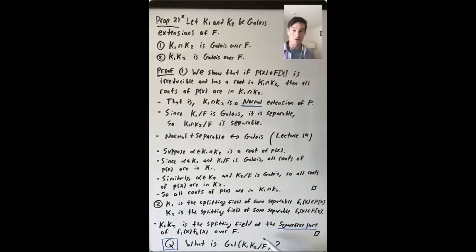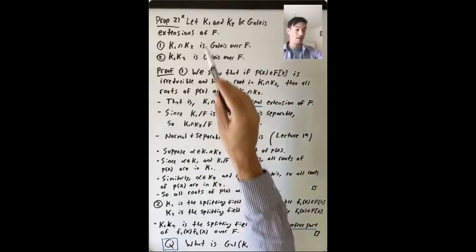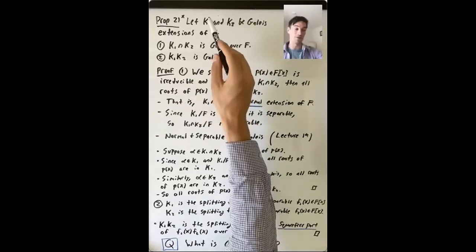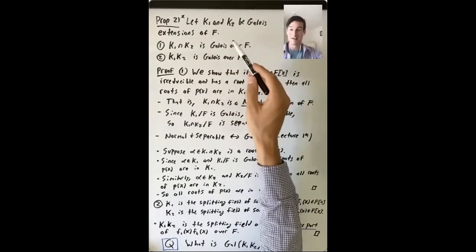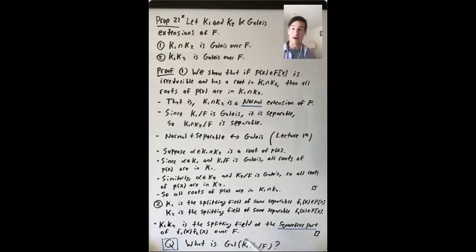What is the Galois group of this Galois extension, the composite of K1 and K2 over F? Not so clear how to use the Galois group of K1 over F and the Galois group of K2 over F to describe the Galois group of this bigger extension. So this is where we'll start in the next lecture.